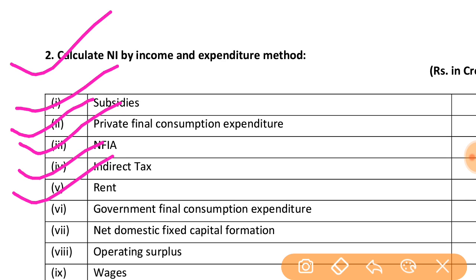Next is rent. Rent, you already know. Suppose we are living in a house, for that we have to give rent. So next is given government final consumption expenditure. What is government final consumption expenditure? It is when the government spends money on goods and services used for the satisfaction of individual needs, that is, on the people.